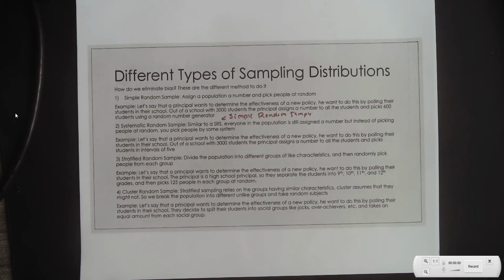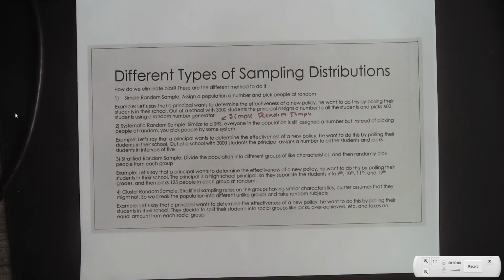So let's say that the principal wants to determine the effectiveness of a new policy. He wants to do this by polling the students in the school. They divide the students into social groups like jocks, overachievers, etc., and take an equal amount from each social group. The reason why this is a cluster is because you're probably not going to have the same percentage of males in the jocks and the overachievers and other social groups like that. You may, but it's far more likely to not have like-mannered groups than with the ninth, 10th, 11th, and 12th grade.